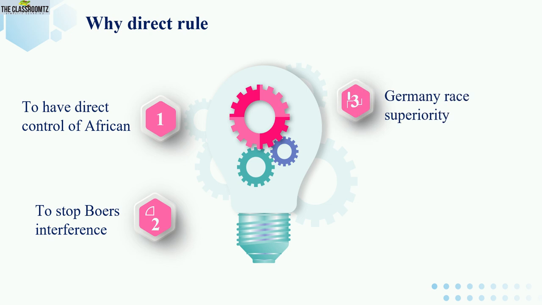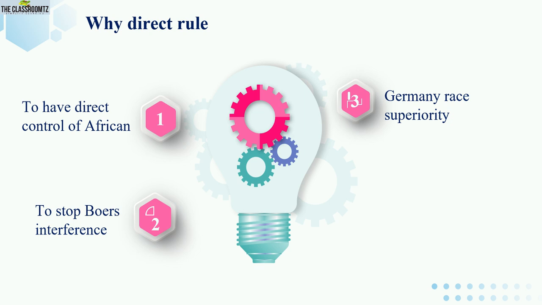German racial superiority. Always Germany was thinking of herself as the super race. She is strong, she can do anything because of the white color. So this racial superiority gave Germany the inspiration to go directly and conquer those colonies, assuming that the people living in those colonies are weak, so I can control them.